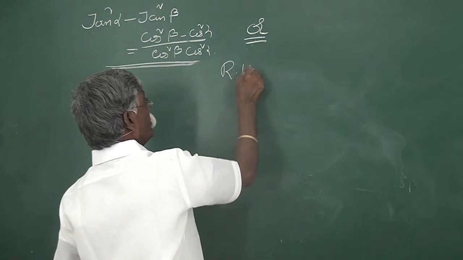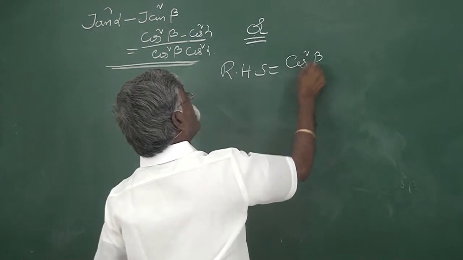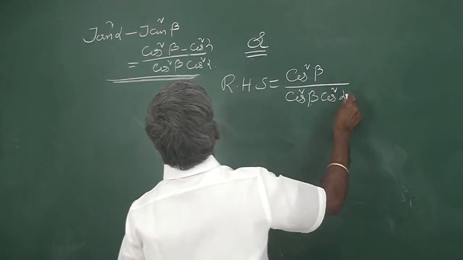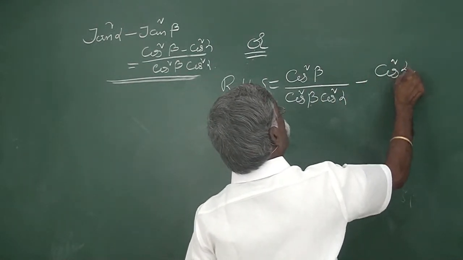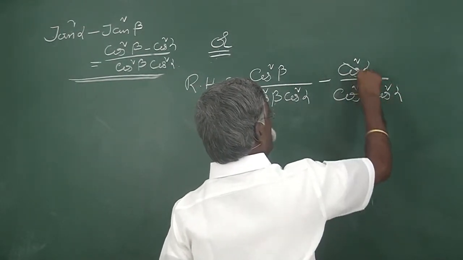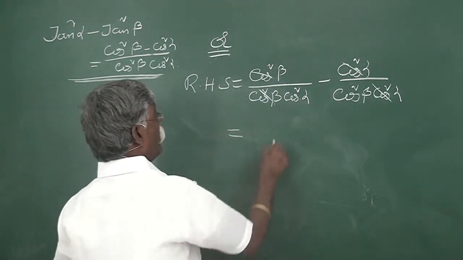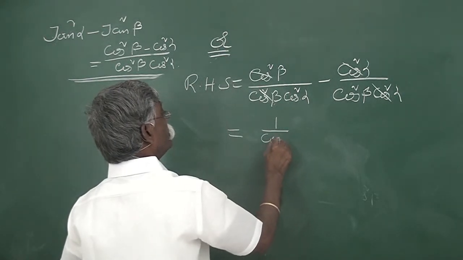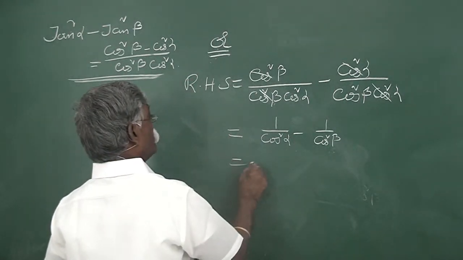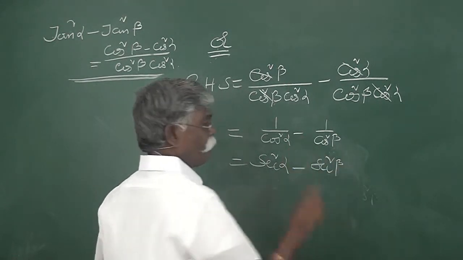let us take RHS and split this. Cos square beta by cos square beta cos square alpha minus cos square alpha by cos square beta cos square alpha. These two gets cancelled and these two gets cancelled. And this is 1 by cos square alpha minus 1 by cos square beta is left. This is secant square alpha minus this is secant square beta.